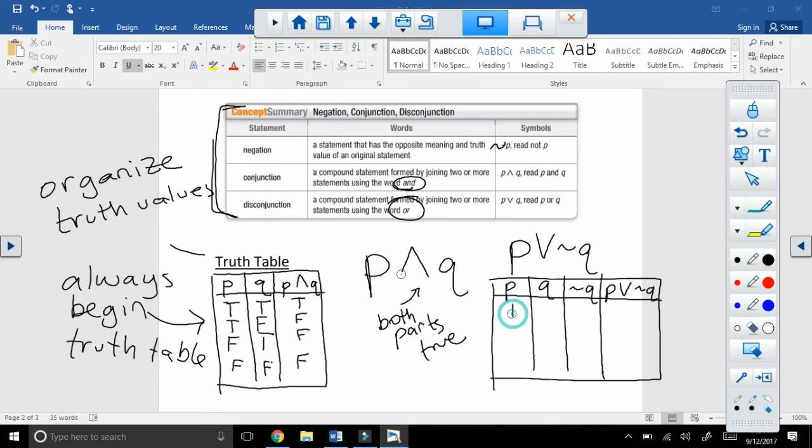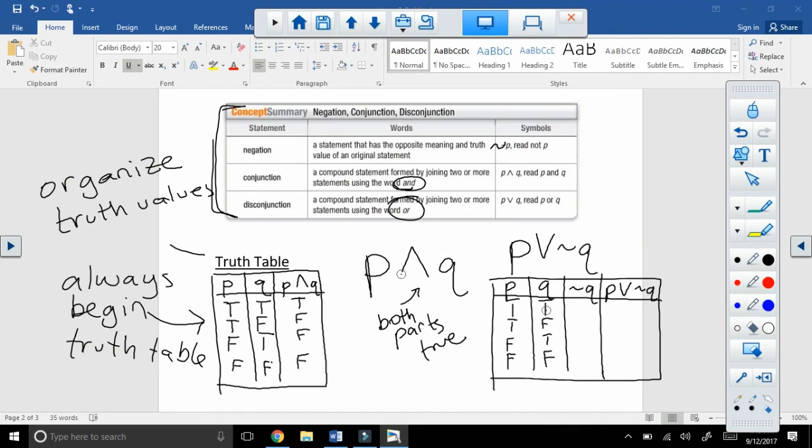So the beginning starts the same. I have them both be true. I could have the first one true and the second one false. I could have false then true. Or I could have them both be false. Okay, and then what I would do is I would just not worry about this P column at all. I would just look to the negation of Q.